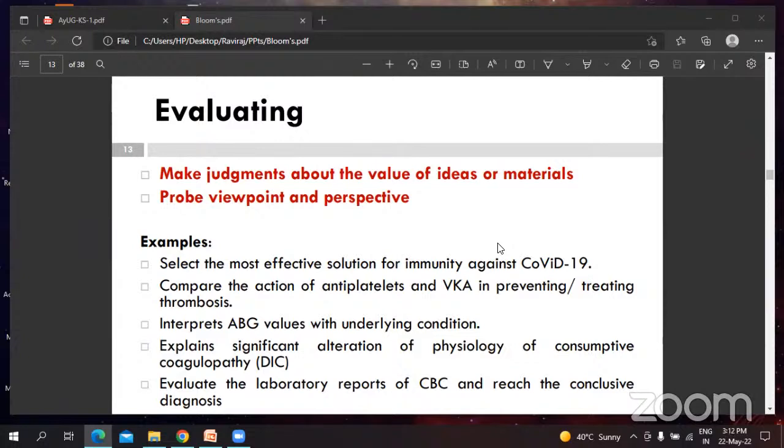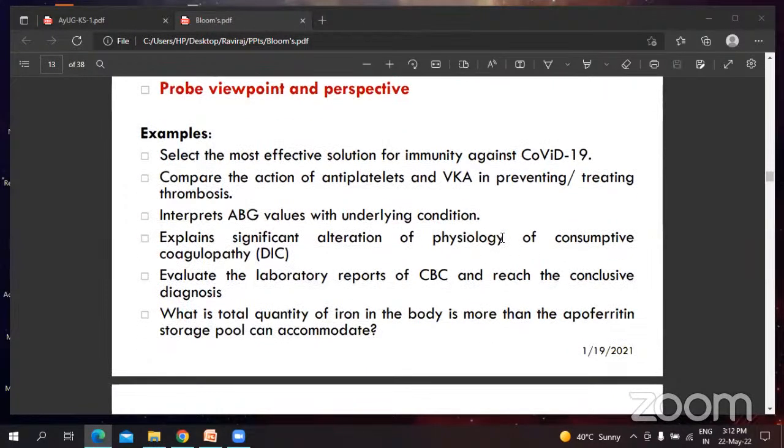Another situation, I can ask you people to see the arterial blood gas report, ABG values, and diagnose the underlying condition, right? Not every student will be able to do this, because this requires a certain higher level of thinking. So this is level 5, which is called evaluating. And I can give you a report of a CBC, complete blood count, and can tell you to identify what problem the patient has. I can ask you to reach the conclusive diagnosis. Now, hemoglobin is 8 gram. What is the diagnosis? Anemia. Anemia, right?